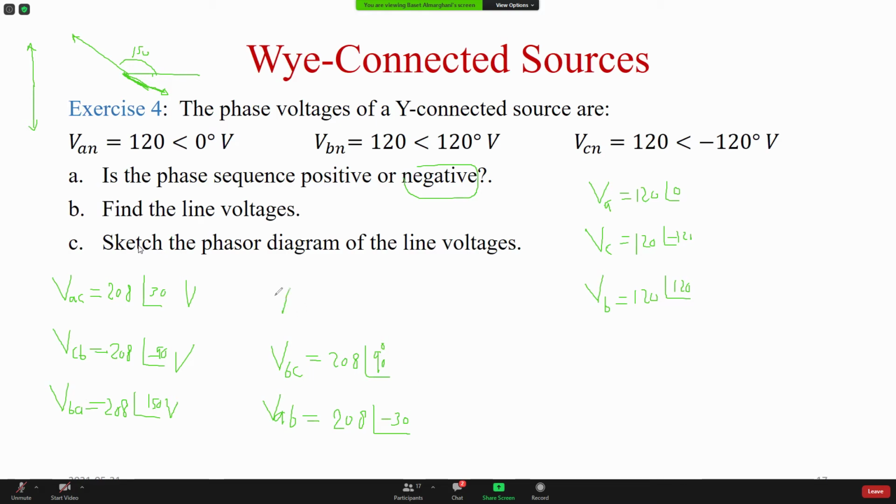If I want CA, the opposite, if I want that, but those are line voltages, it doesn't matter, these ones are okay. 208, and the angle 30 is this. The opposite will be this way, which is minus 150. Units, volt, volt, and volt. Is this okay or confusing?